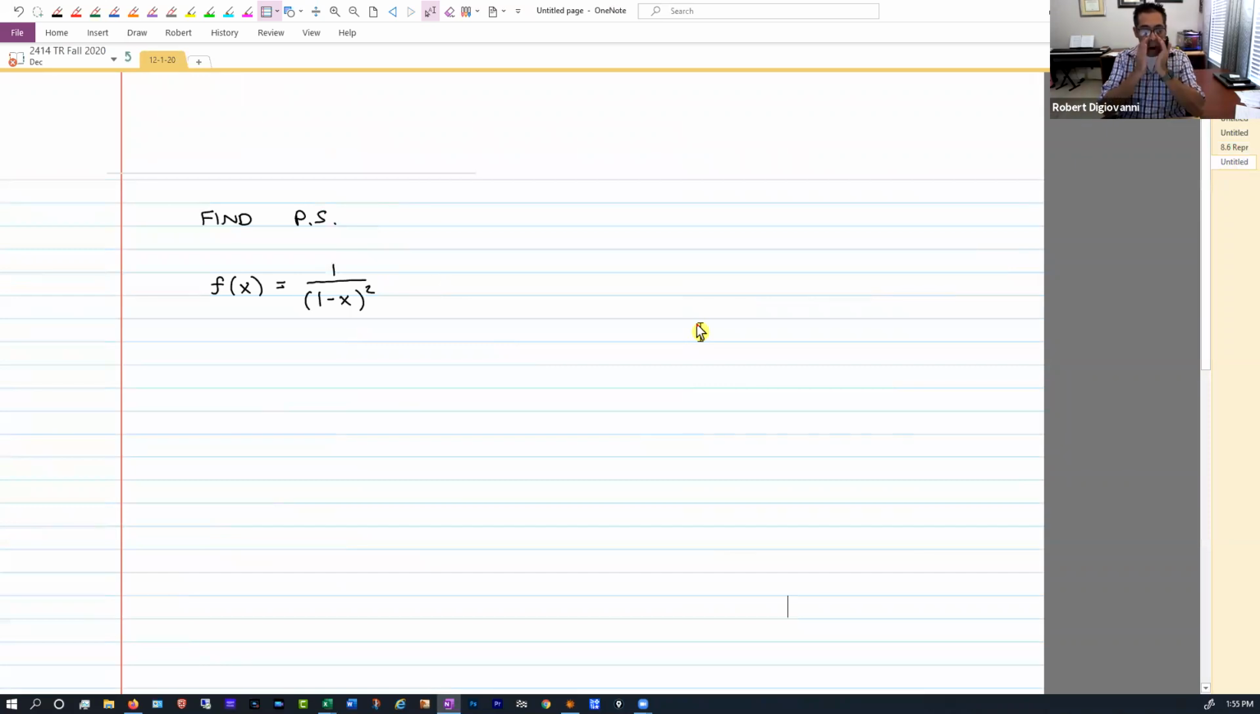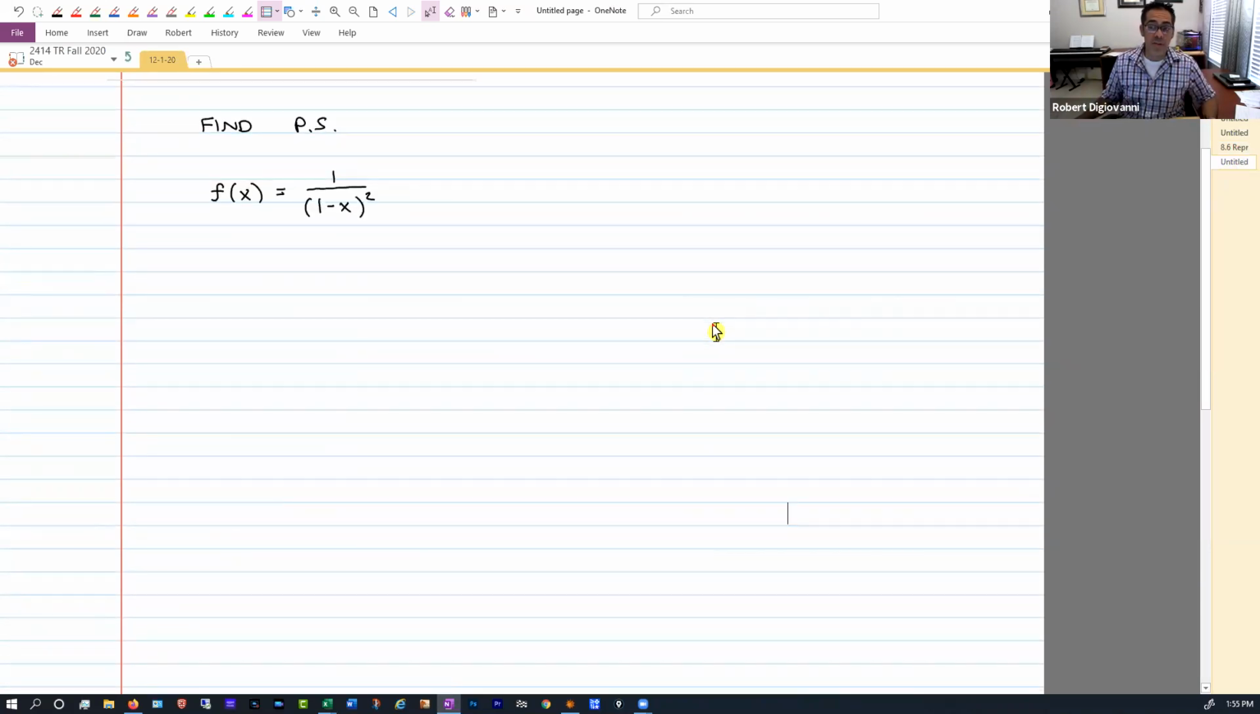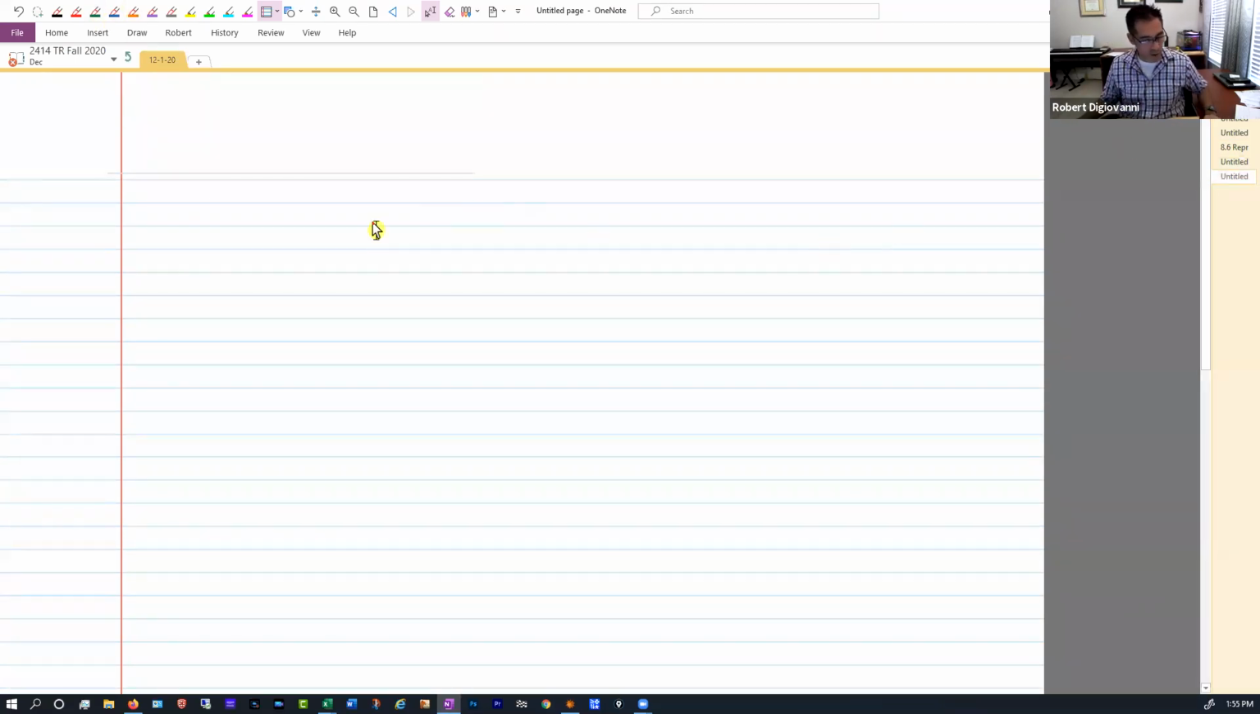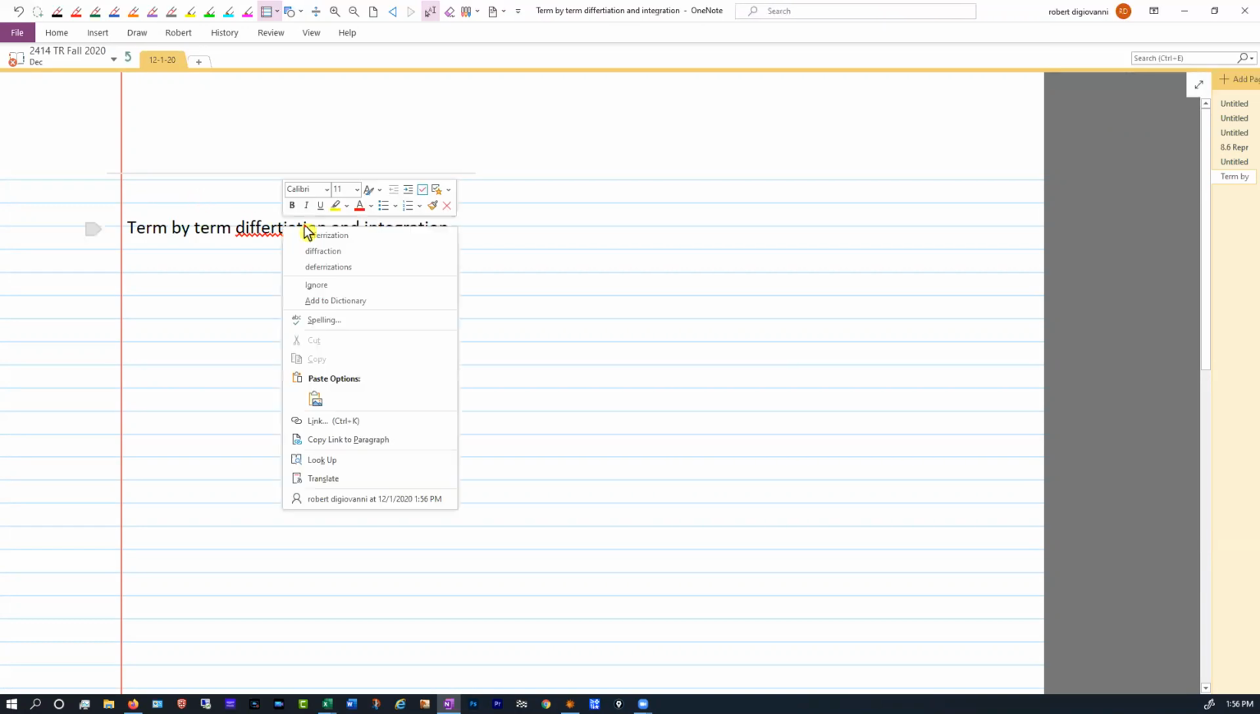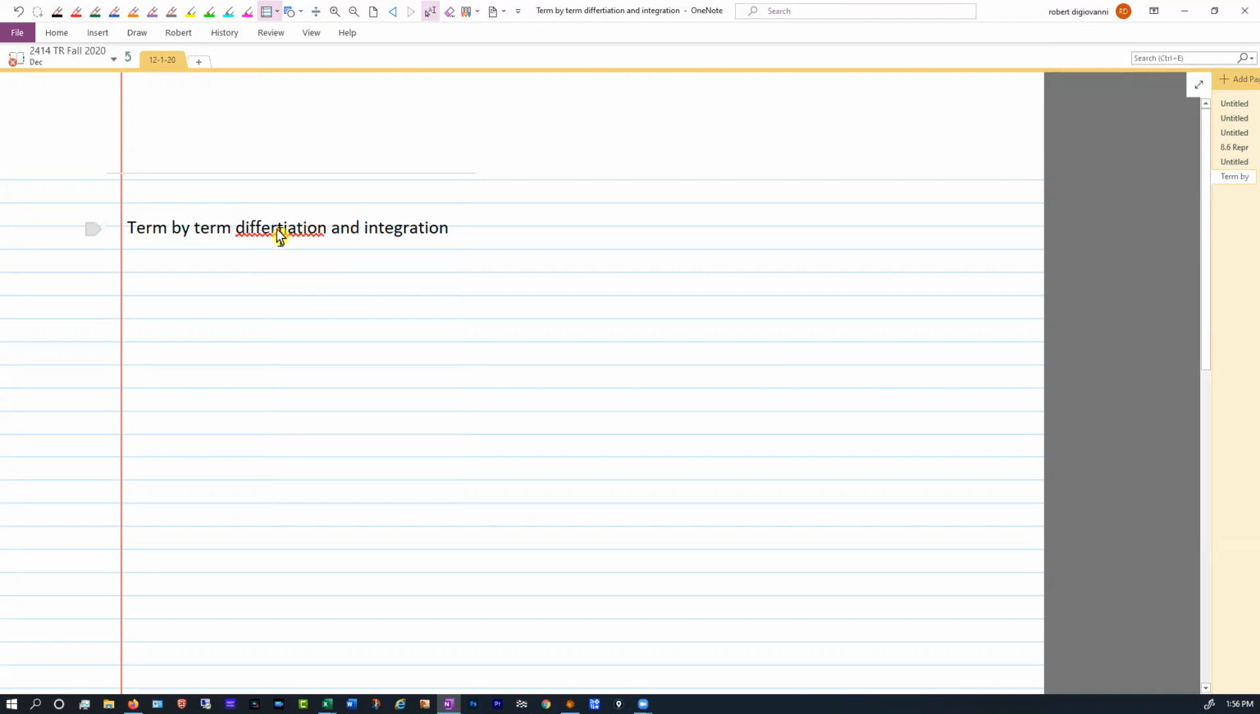Okay, so for this one, there's not an easy way to do it. I have to show you something first. Okay. So I'm going to go to a new page, and I'm going to talk about a very important topic: term by term differentiation and integration.